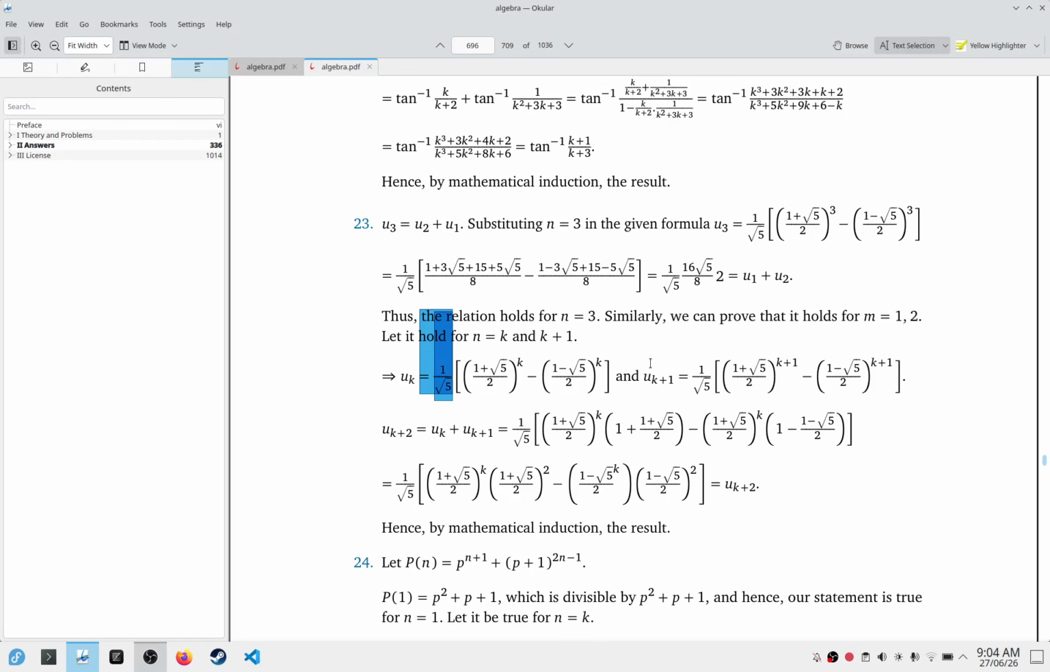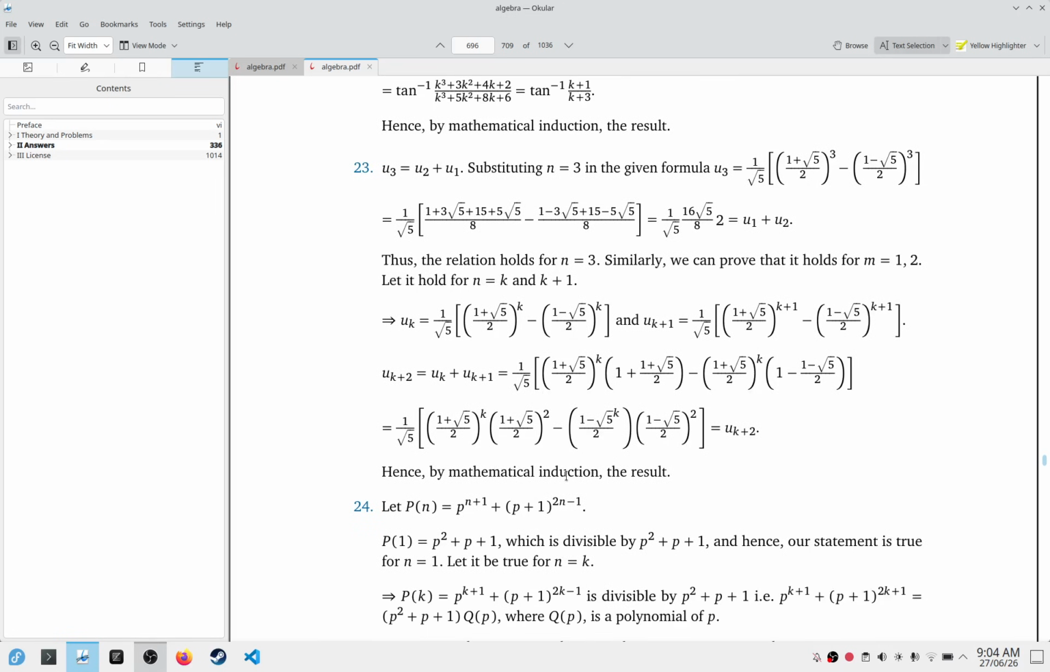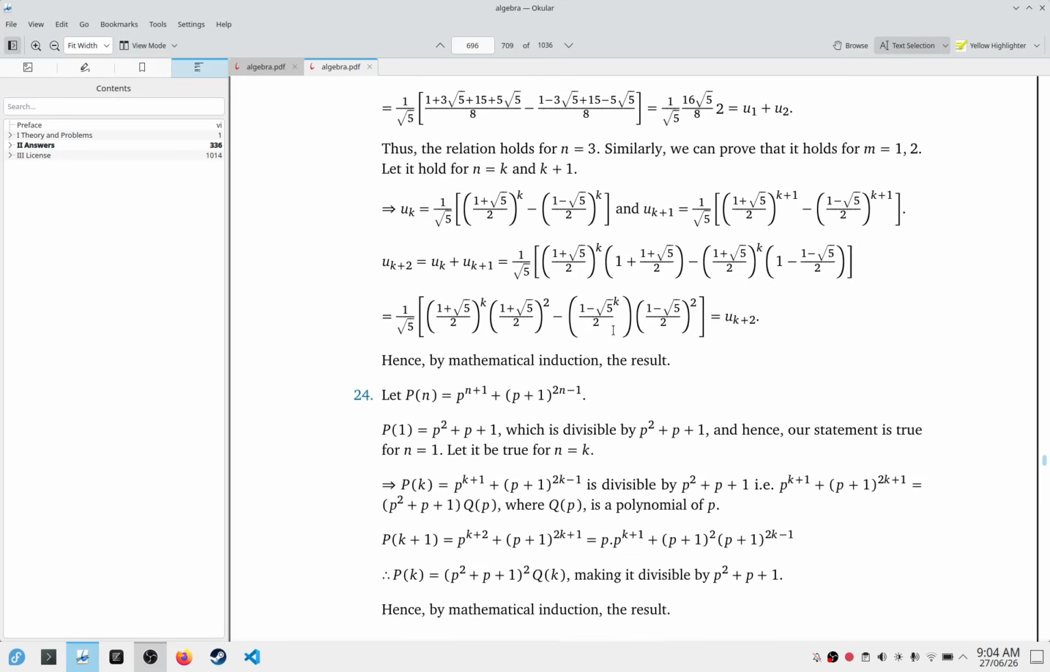So we have uk and uk plus 1. Now for u(k plus 2), it will be equal to u(k plus 1) plus uk. And we solve this, and we arrive at the result that it is indeed equal to the formula for u(k plus 2). And hence, by mathematical induction, we have the result.